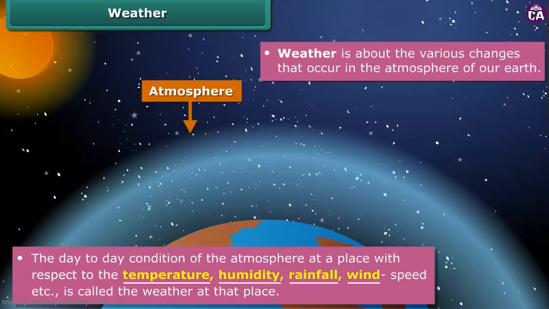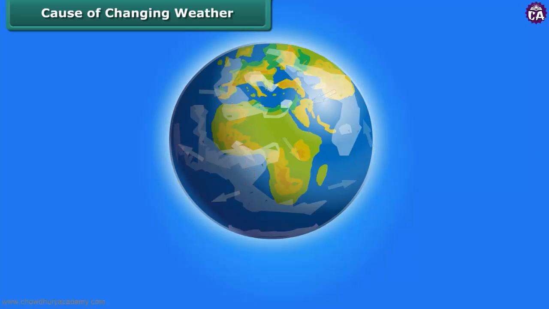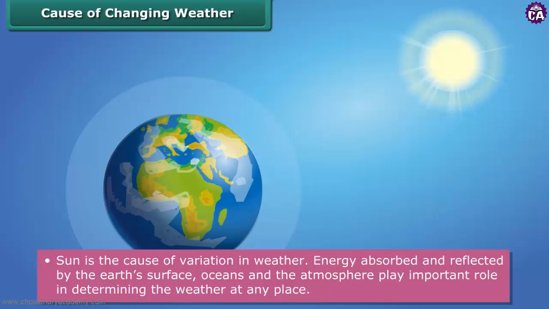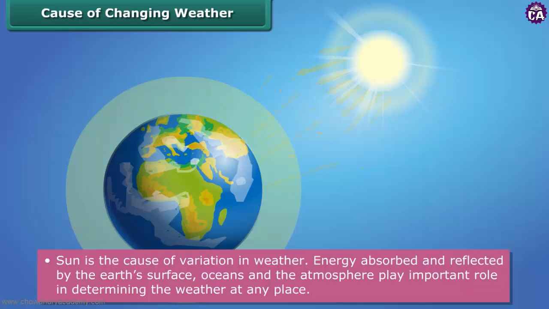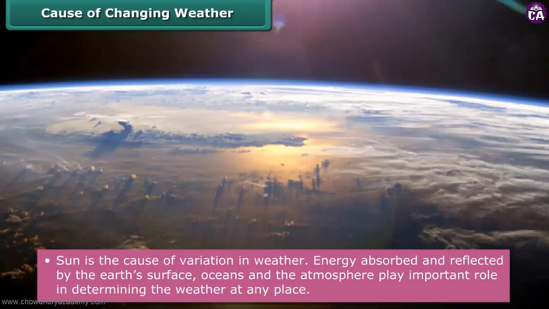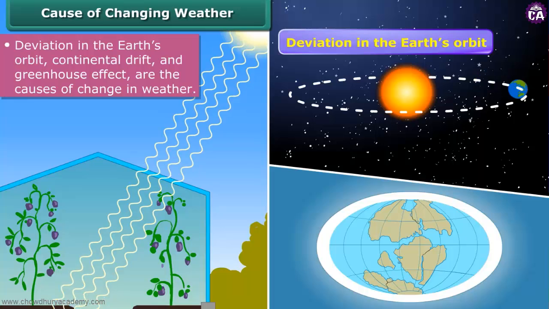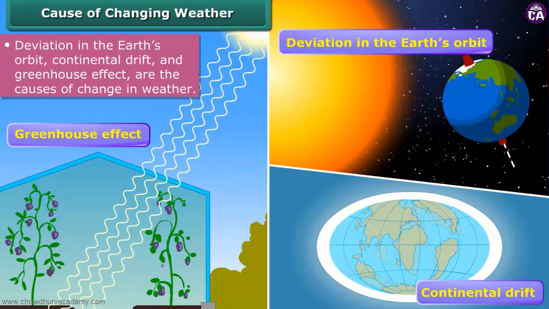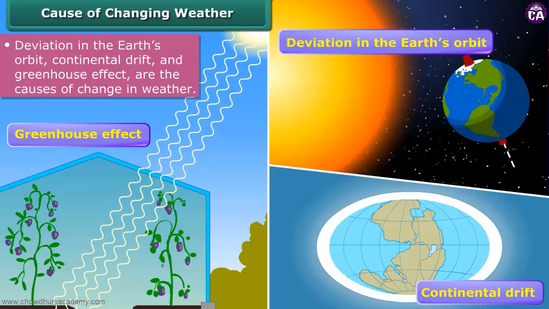Weather is about the various changes that occur in the atmosphere of our Earth. The weather is such a complex phenomenon that it can vary over very short periods of time. Do you know what the reason of changing weather is? The sun causes all changes in the weather. Energy absorbed and reflected by the Earth's surface, oceans, and the atmosphere play important roles in determining the weather at any place. Also, deviation in the Earth's orbit, continental drift, and greenhouse effect are the additional causes of the changes in weather.